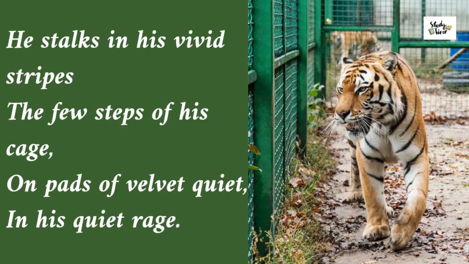Now, which literary devices are used here? Rhyme scheme A, B, C, B. Cage is denoting rage. And which figure of speech is used? Personification. He and his is used for the personification. Enjambment is used here. Continuation of the sentences without using any punctuation. Okay. And metaphor in the line velvet quiet.